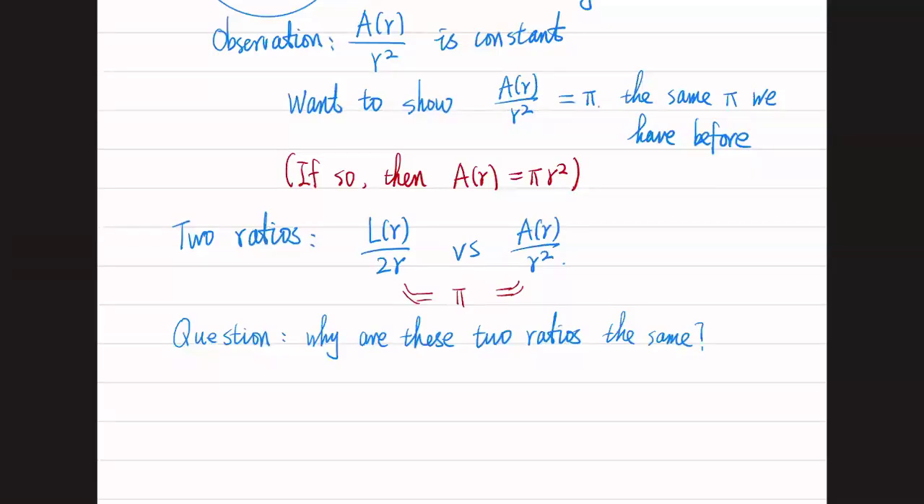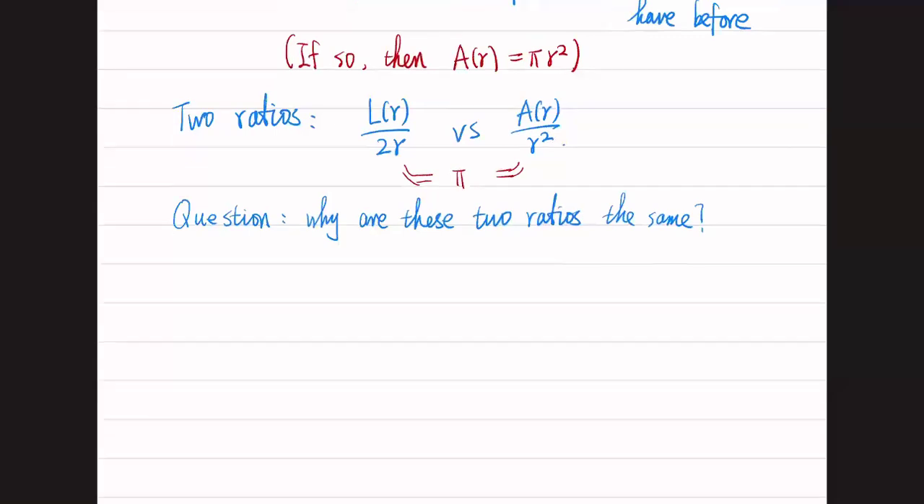Okay, so this is a very important issue. We have two seemingly unrelated objects. One is the ratio of the circumference of the circle compared to its diameter. One is the area of the disk compared to the square of the radius. Why are the two the same? For the moment, let's pretend we don't know they are the same, so we will give it a different name.